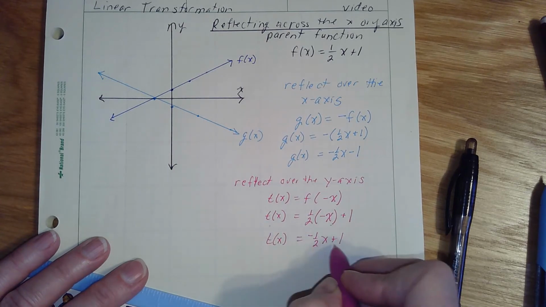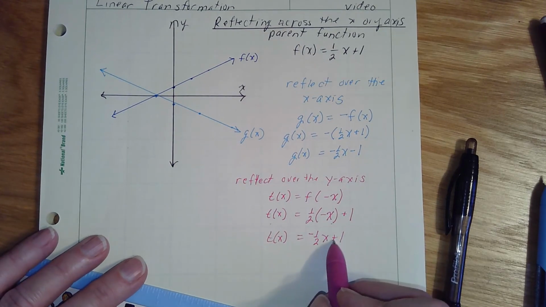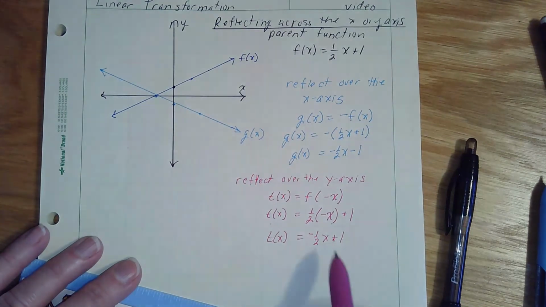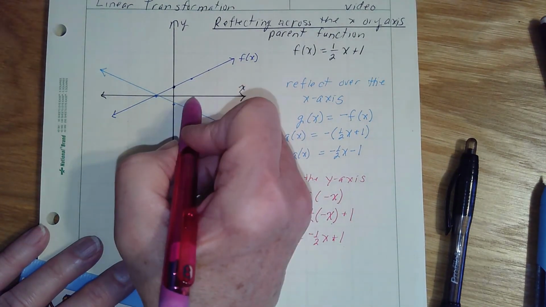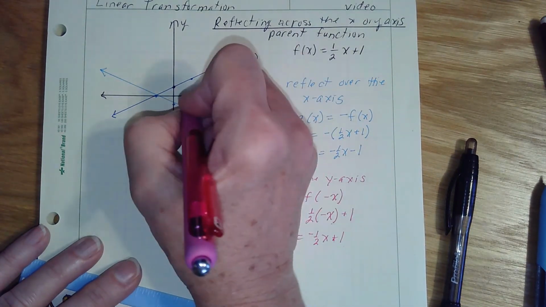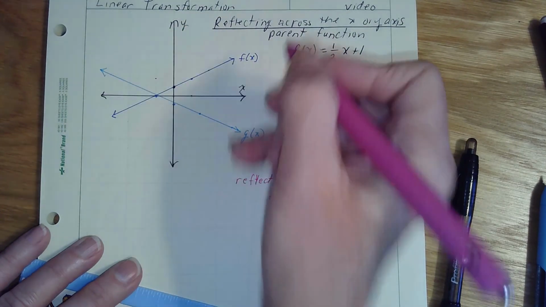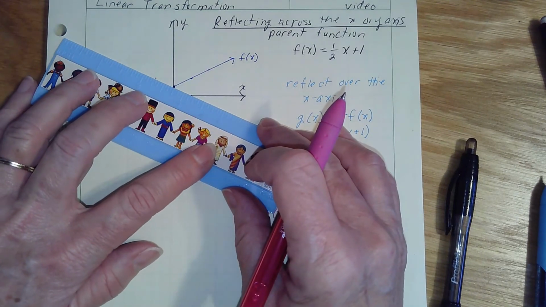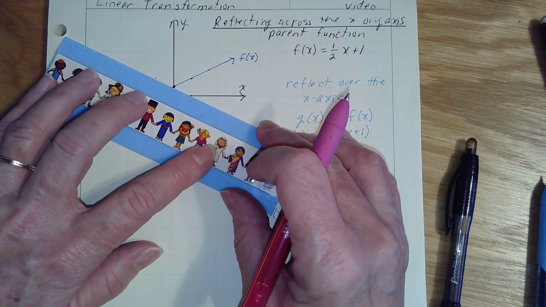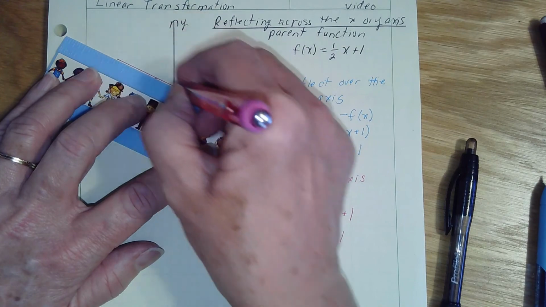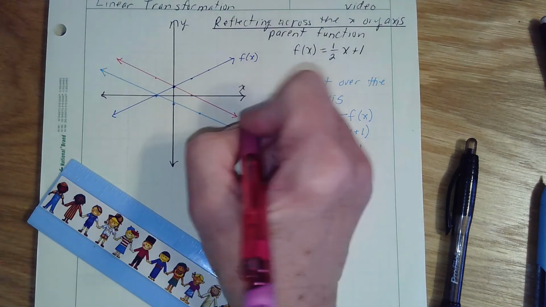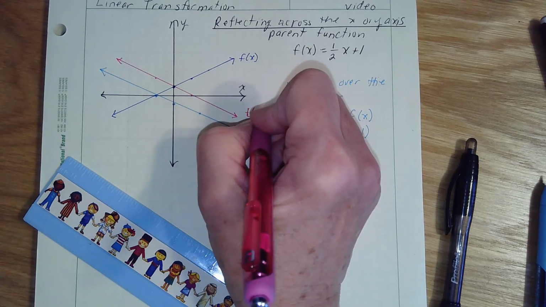Again, we see it has a negative slope. When we graph it, it crosses at the positive 1. The intercept is positive 1. And its slope is negative, down 1, forward 2. And we're going to have this equation right here. And I'm going to label that t of x.